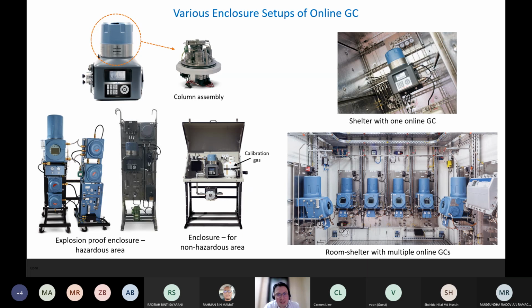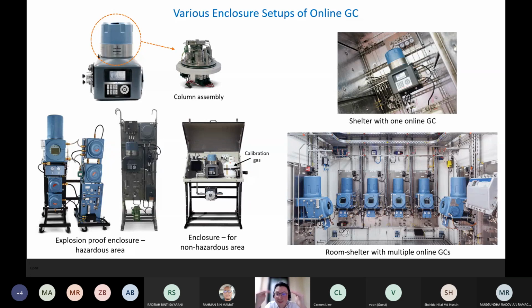So it comes in various configurations. I'm not going to delve into detail of all the configurations, but you can see in the right hand picture, the one on the top, it says shelter with one online GC, and the picture at the bottom, room shelter with multiple online GCs. So there are certain shelters or rooms that I mentioned earlier which house these kinds of GCs. Some of them only have one, but depending on the stream that they are measuring the sample from, they can have between 4 to 6 GCs, like the picture that you see at the bottom. So all of these online GCs are housed in a particular shelter.